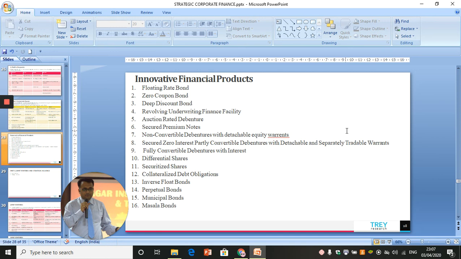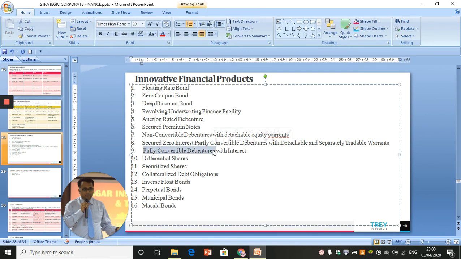Then partly convertible debentures. Convertible means over a period of time, some amount of the debenture which has been issued will be converted into equity shares, and the other will remain as debenture only. With detachable and separately tradable warrants. So there can be detachable and separately tradable warrants attached to these partly convertible debentures with secured zero interest. Then fully convertible debentures with interest. Fully convertible debentures means the debentures which are fully convertible over a period of time into equity shares, and till that time, interest will be given on them.